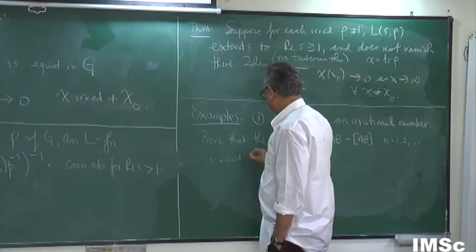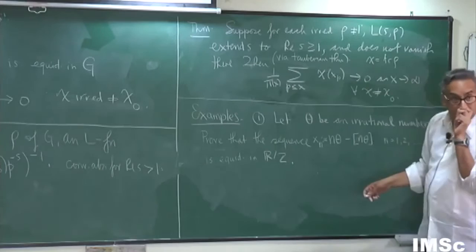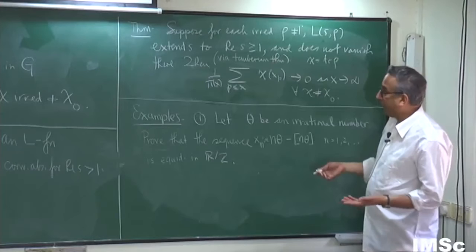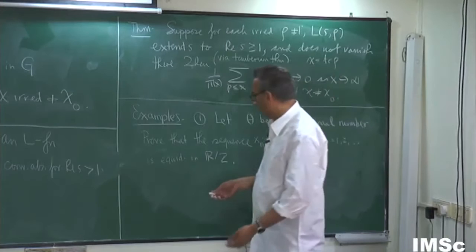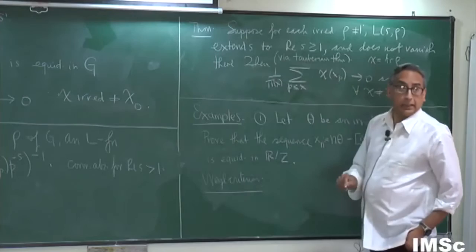in the circle. That means these fractional parts are always between 0 and 1, right? I can think of them as on the line 0 to 1, right? And so I'm trying to show that this equation is not. Okay, so we have several ways of approaching this. We can first start with the Weyl criterion. So apply the Weyl criterion. Try and see, can I get my hands on, is it equidistributed or not?